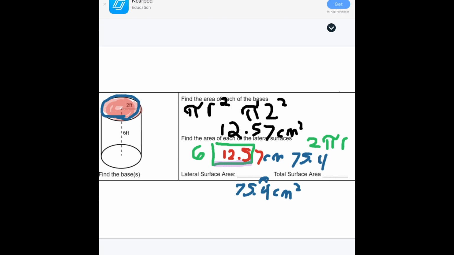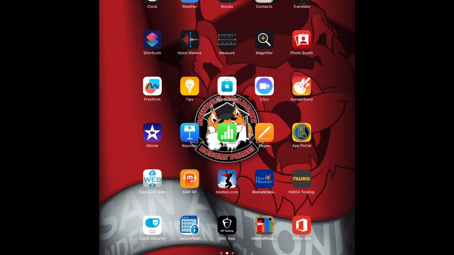To find the total surface area, where I put everything together, I need to add to that. I've got 75.4, but I've also got 12.57 and 12.57. Why? Well, because each of those circles, this one on top and that one on bottom, has that same area. I add these things together. I go, okay.